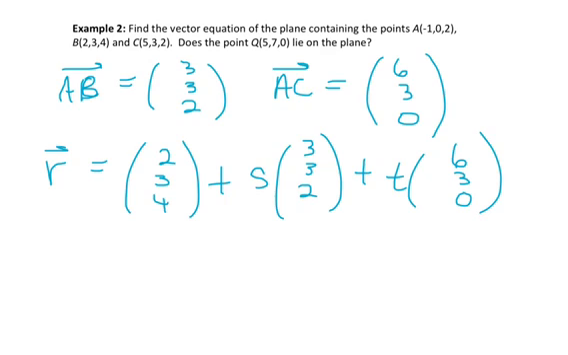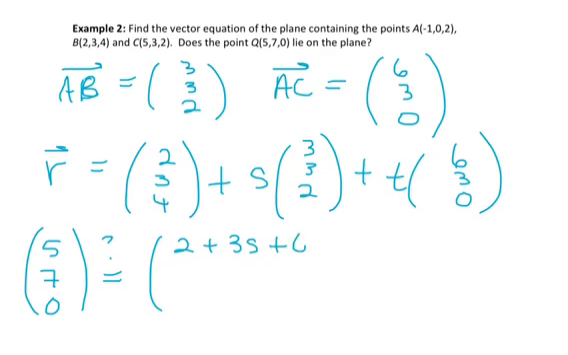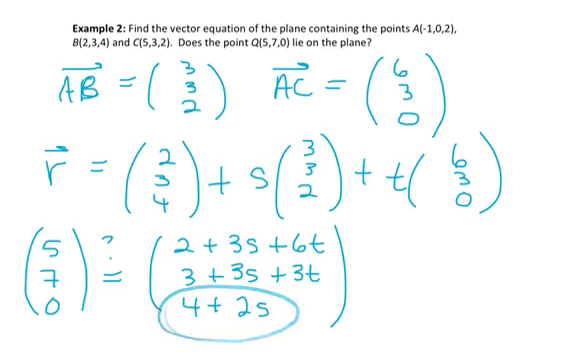So now I want to know if this point 5, 7, 0 is on my plane. So is there an S and a T value that would give us those 3 points is what I'm asking myself. So 2, 3S, 6T, 3, 3S, 3T, and 4 plus 2S. So this one is the one I'm going to use to tell me my S. Looking at this equation, S would have to be -2.